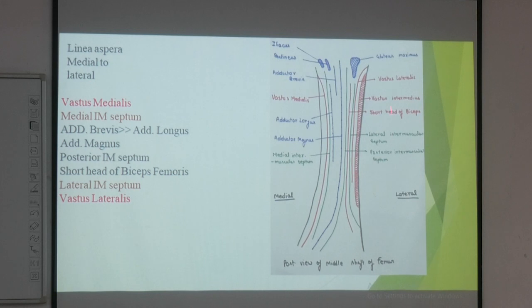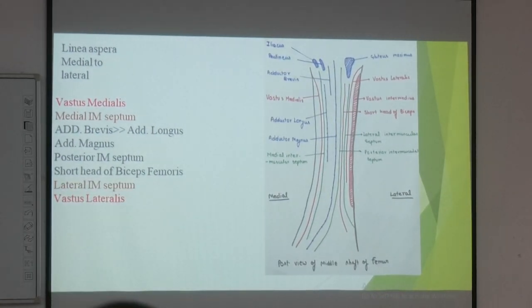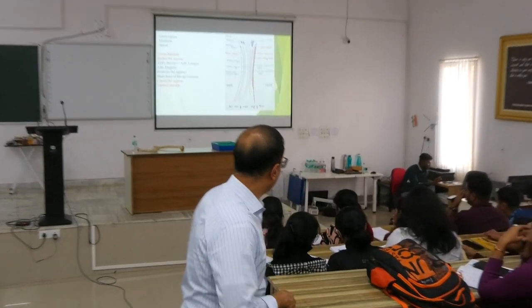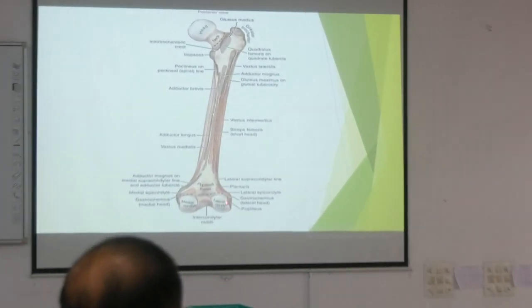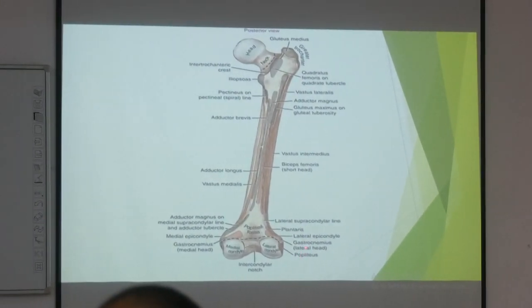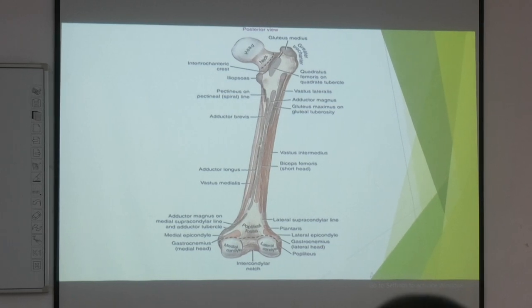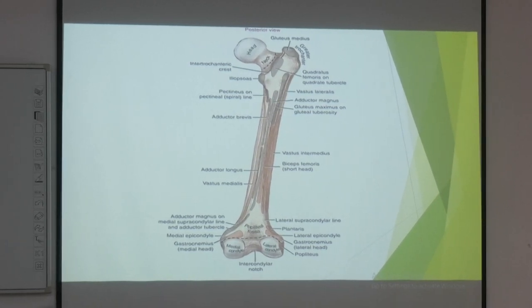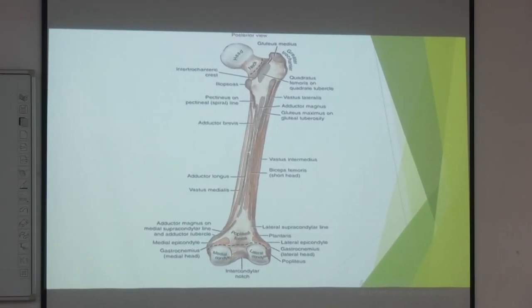So I ask you to draw this and remember the sequence, because in an examination you will be asked about the muscles attached to the linea aspera. Coming to the lower end, we have nothing here, only the condyles. On top of the condyles, we have a muscle, the gastrocnemius, which has two heads, medial head and lateral head. That's it, that's the end for us.